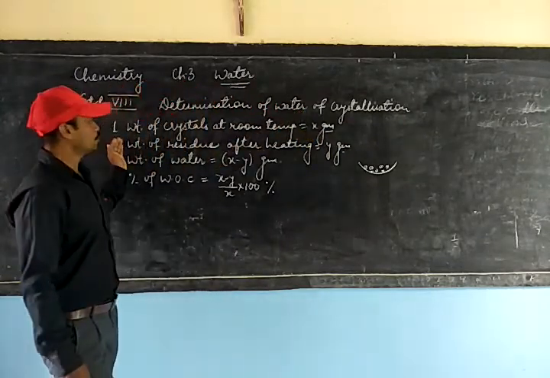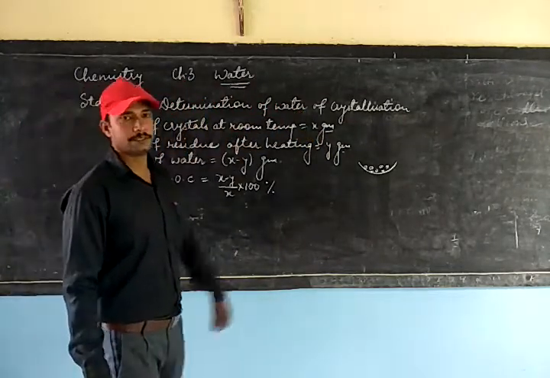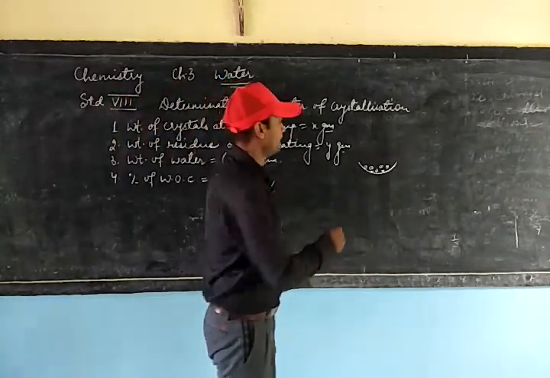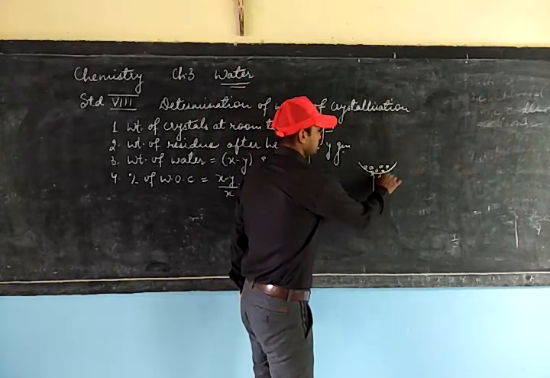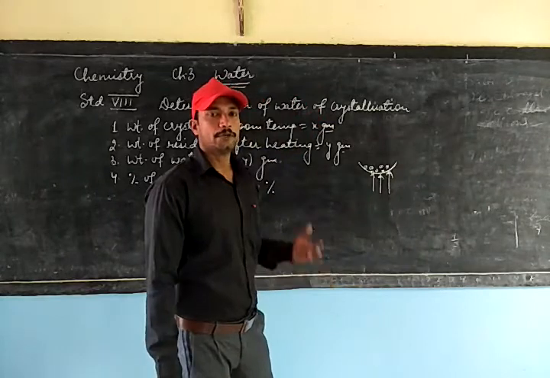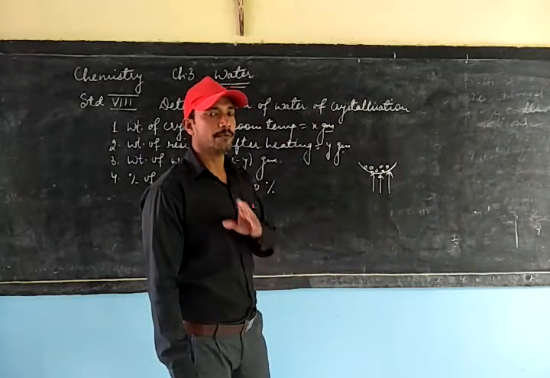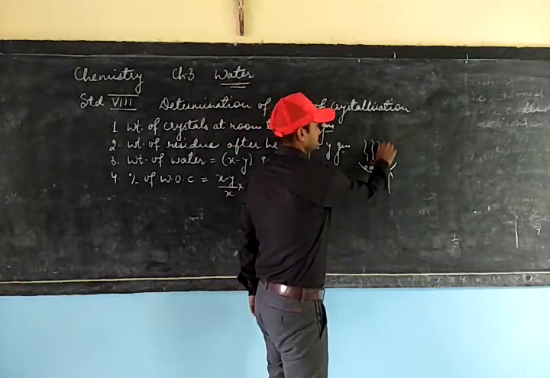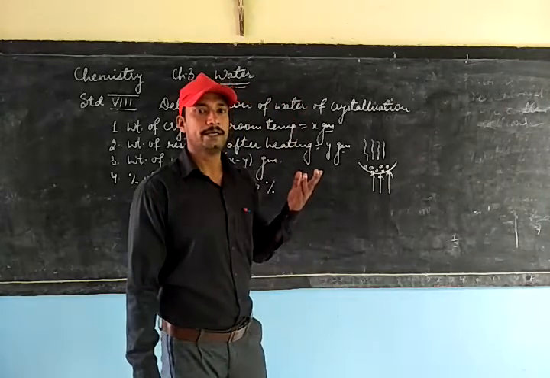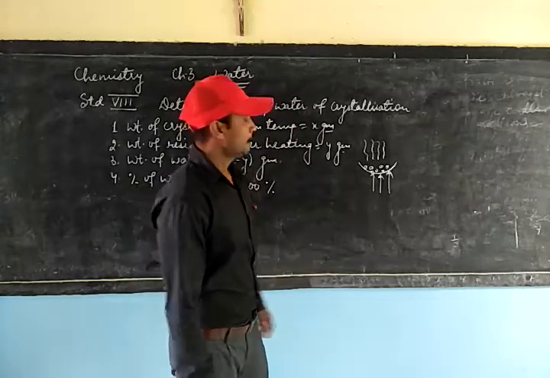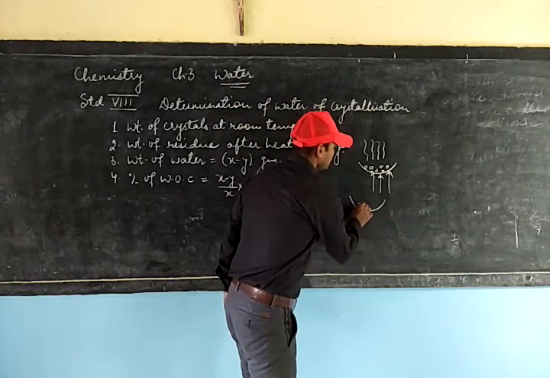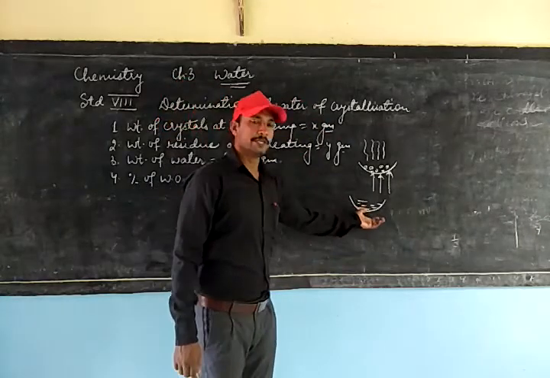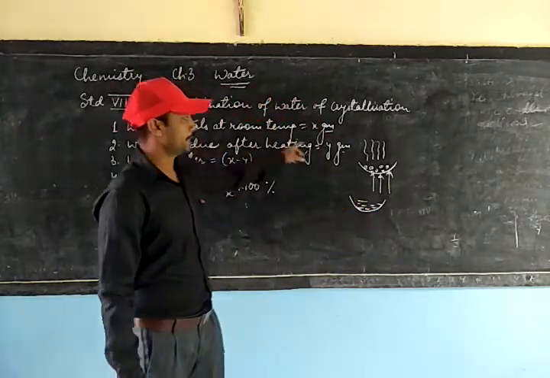Then the second step is to weigh the residue after heating it. In order to get the quantity of the residue left, we have to first heat it. We all know that on heating, the crystal will lose all the water present in it in the form of water vapor, or we can also find it as water droplets. Now we will find only the residue left behind. Now measure the weight of this residue. Let us suppose it is y gram.